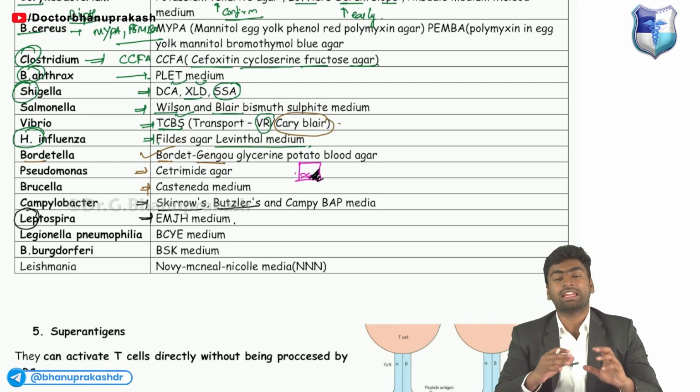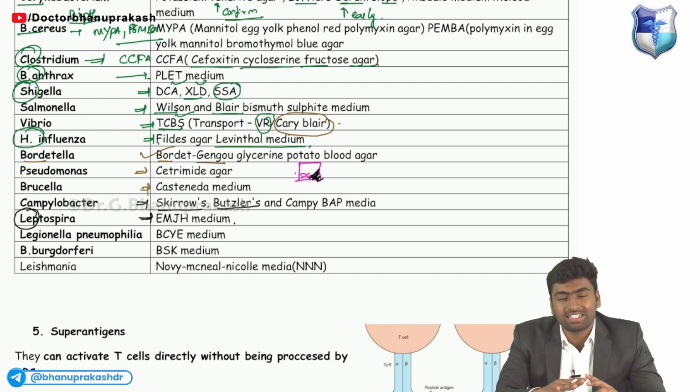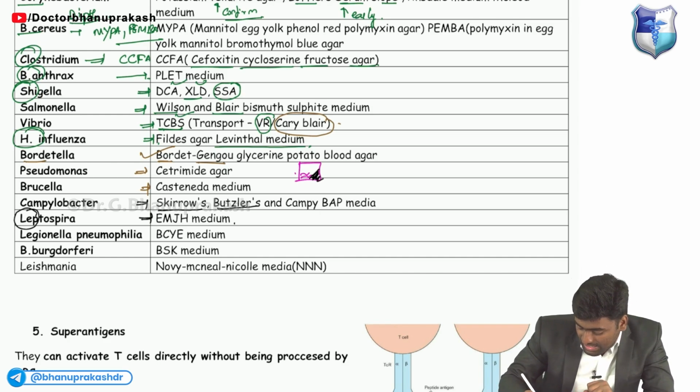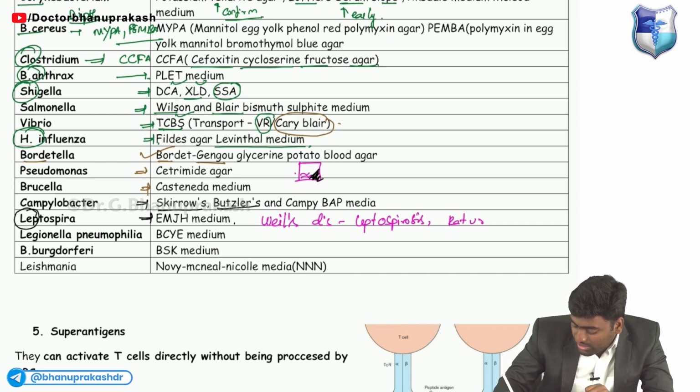Can anyone tell me the name of the disease caused by Leptospira? It is also known as Weil's disease, which is leptospirosis, spread by rat urine during floods.